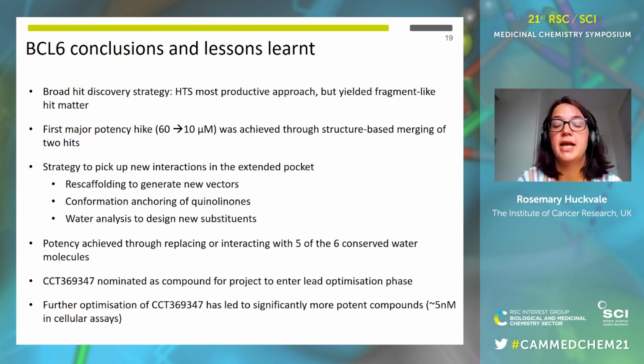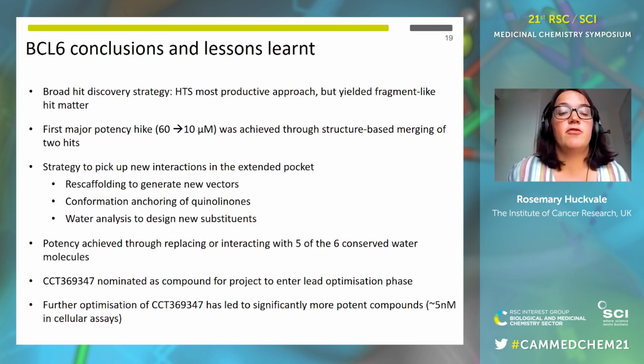Our strategy to pick up new interactions in the extended pocket started with rescaffolding to generate new vectors. We needed to conformationally anchor the quinolinone series, and then we used water analysis to design new substituents. We were able to achieve this potency breakthrough through replacing or interacting with 5 out of the 6 conserved water molecules, and we got compound 347 as a compound to enter the lead optimization phase. Further optimization of 347 has led to significantly more potent compounds.